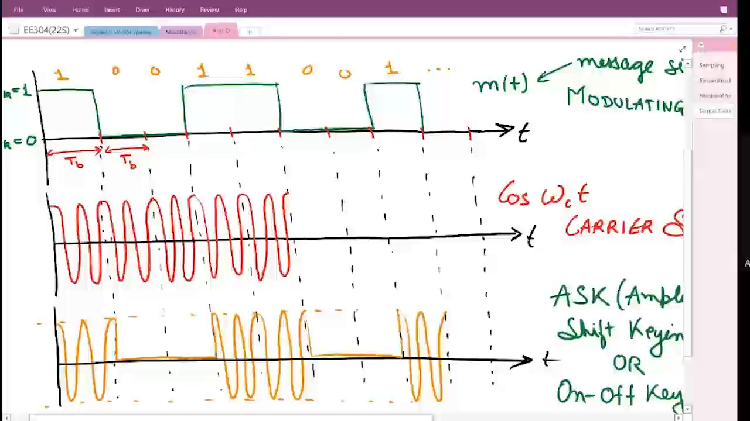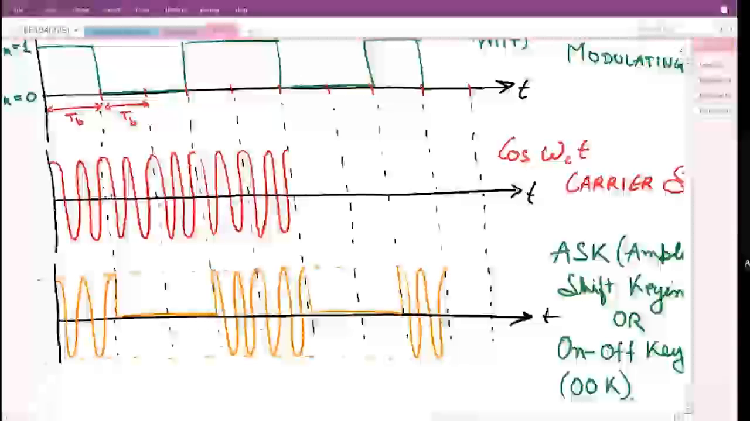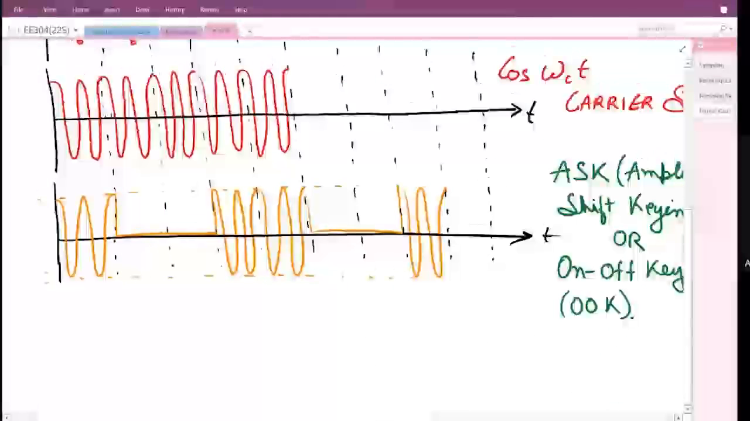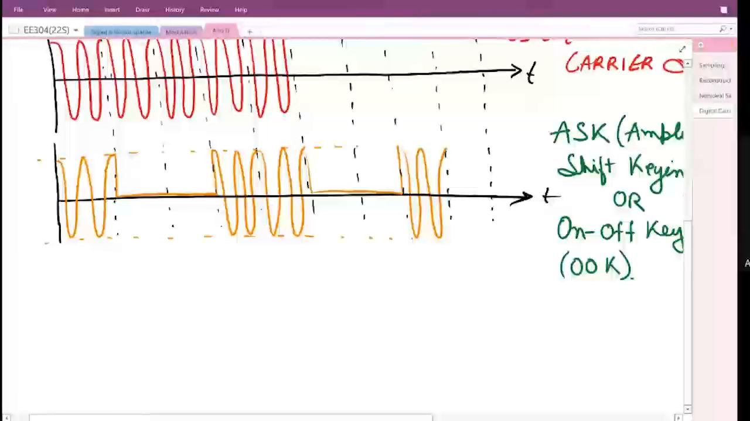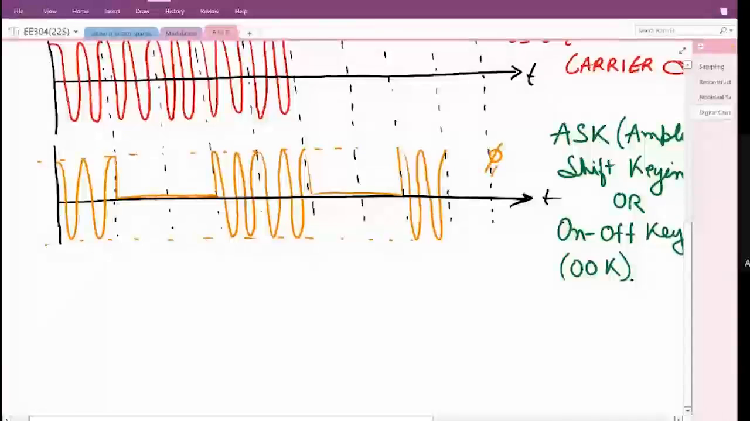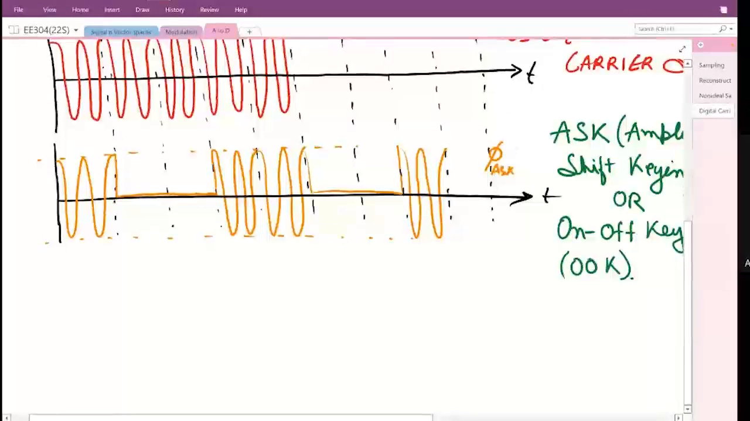Like this and so on and so forth. So this signal is the modulated signal, the modulated wave. And if I have to write this, let this be the overall phi ASK t. So how should I write phi ASK t? First of all, I have to write m(t) in terms of bits.